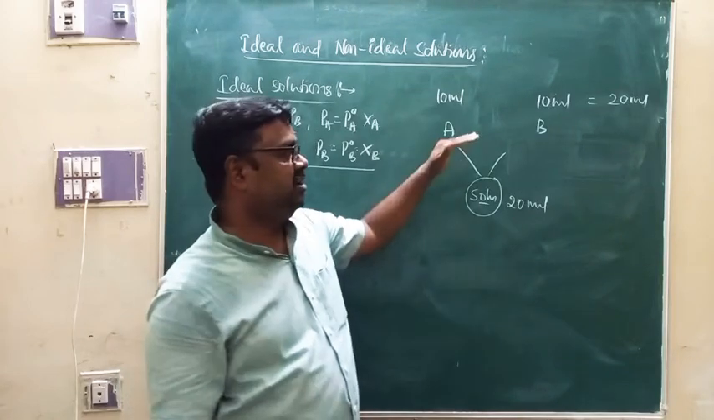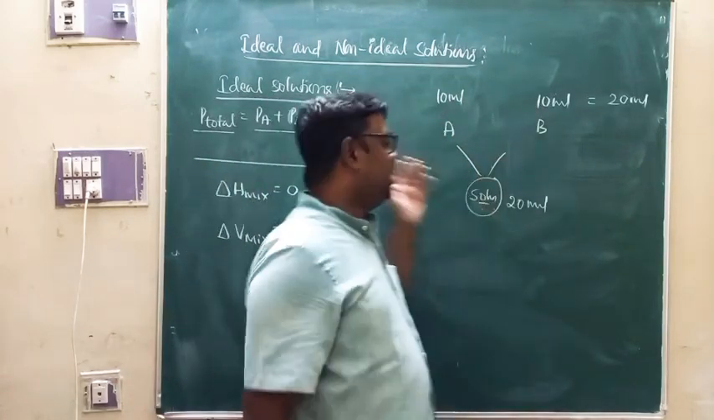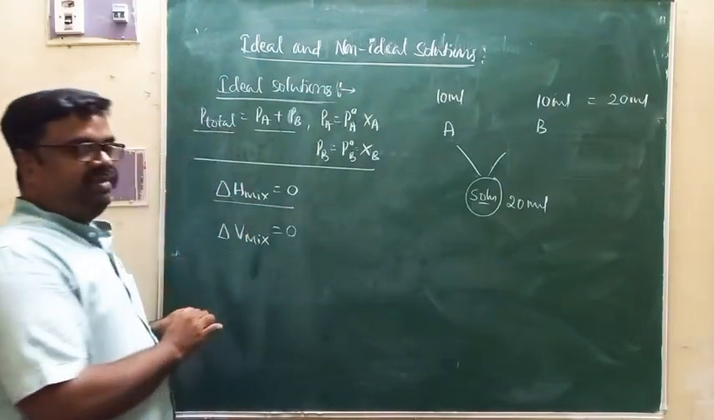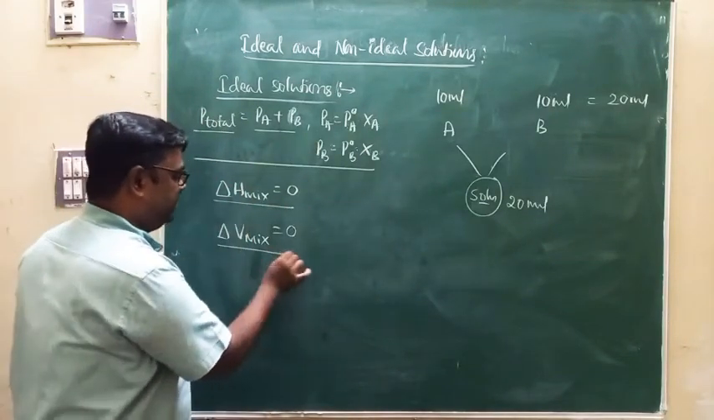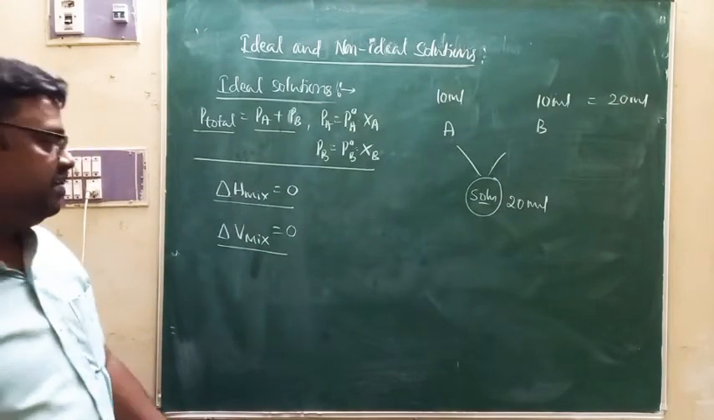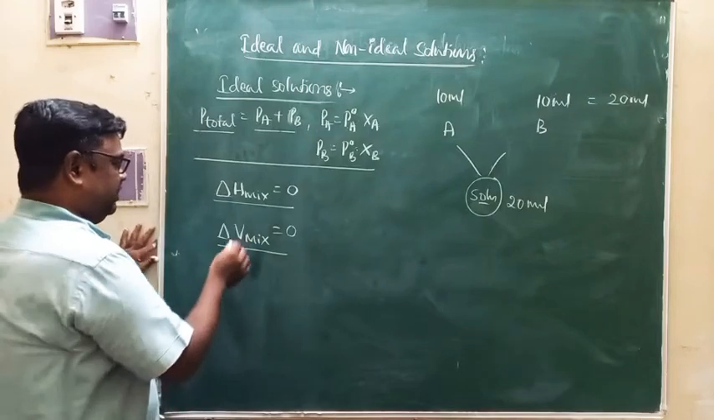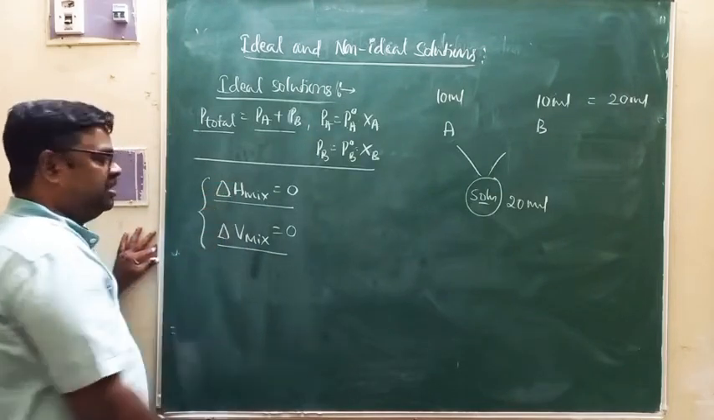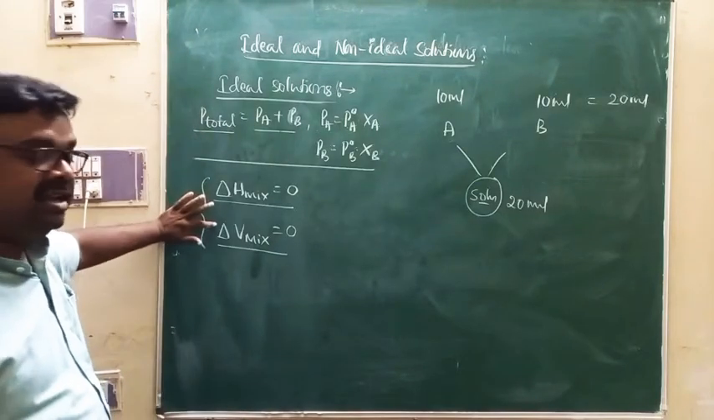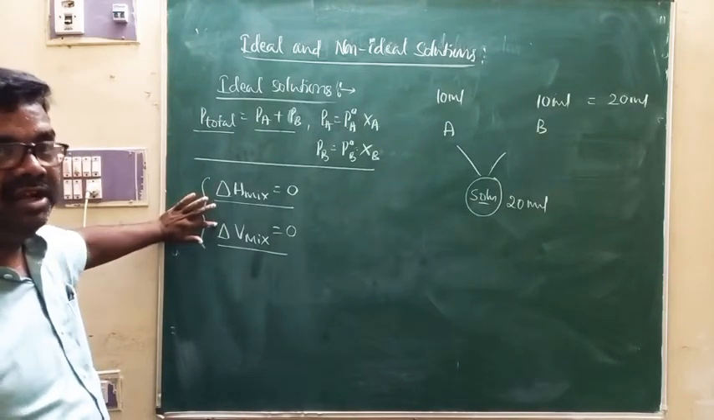That means there will be no change in total volume of solution before mixing and after mixing. Because of that, these two liquids will form an ideal solution. In the case of ideal solutions, delta H of mixing is 0 and delta V of mixing is 0, right? That is what we call ideal solutions. And I'm going to take up the reason for that: why delta H of mixing is 0 and why delta V of mixing is 0 in the case of ideal solutions.